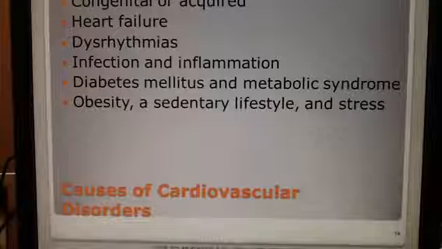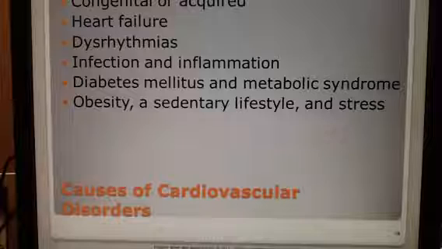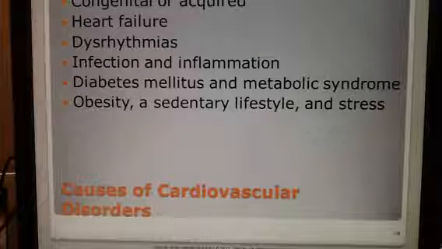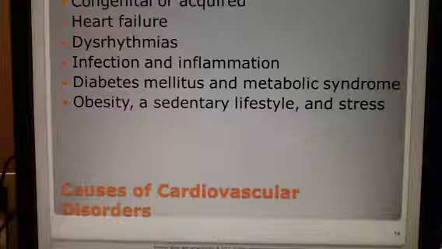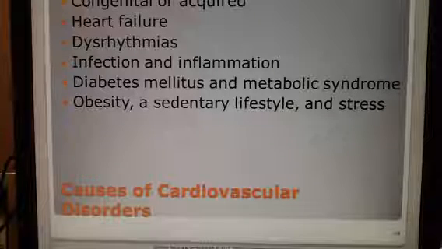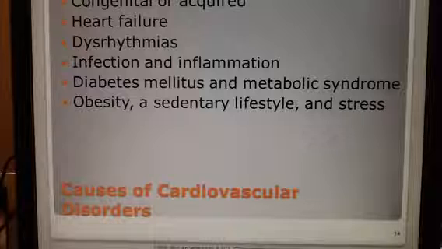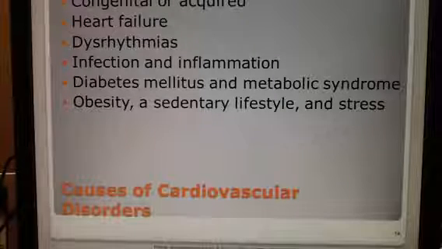There's several causes of cardiovascular disorders. Some of them are from birth or congenital. Several of them are acquired throughout our lifetime. We can have heart failure as we age. We can get older and our heart just fails us and gets weaker. You have dysrhythmias, which are problems with the conduction side of it. Definitely can have infection or inflammation of the heart or vascular system in general that can cause issues.